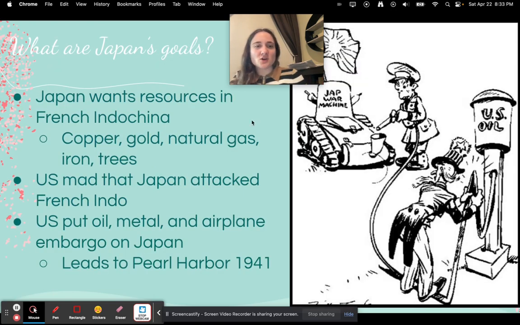All right, so a few more of Japan's goals include, again, Japan wants resources, like I said before. And the US is really mad at Japan because it attacked French Indochina. The US is like, hey, whoa, France is our friend. Japan, what are you doing? You can't attack our friend's colony. So the US decided to fight back, but not physically, economically. They put an oil, metal, and airplane embargo on Japan, and that then leads to Pearl Harbor, which happened in 41.